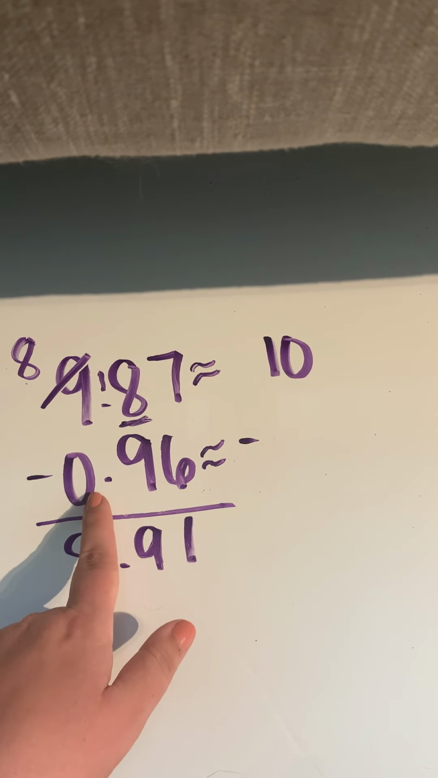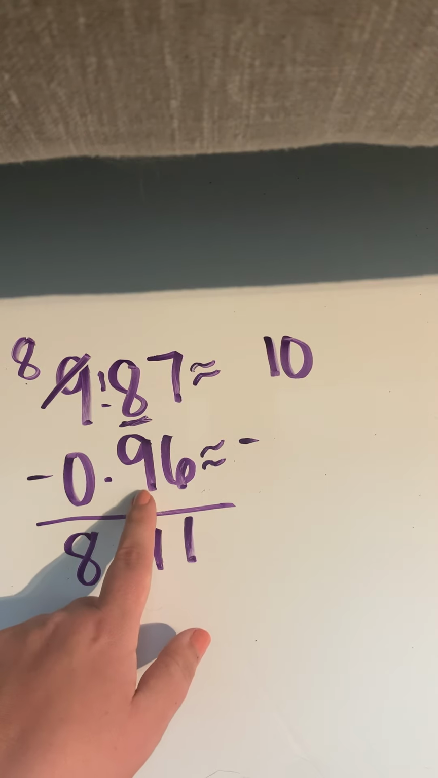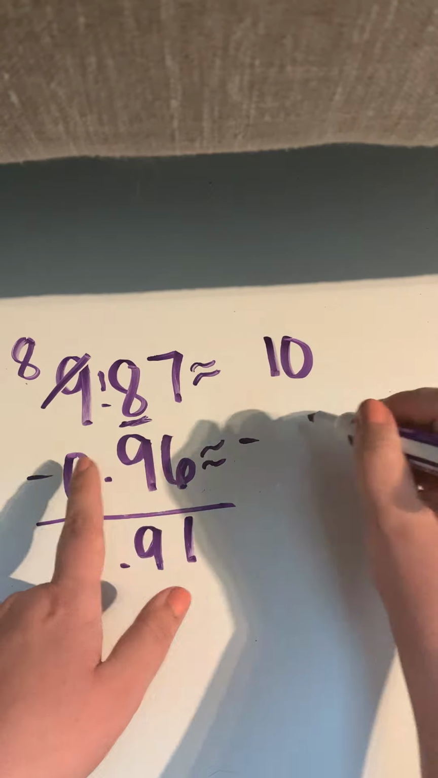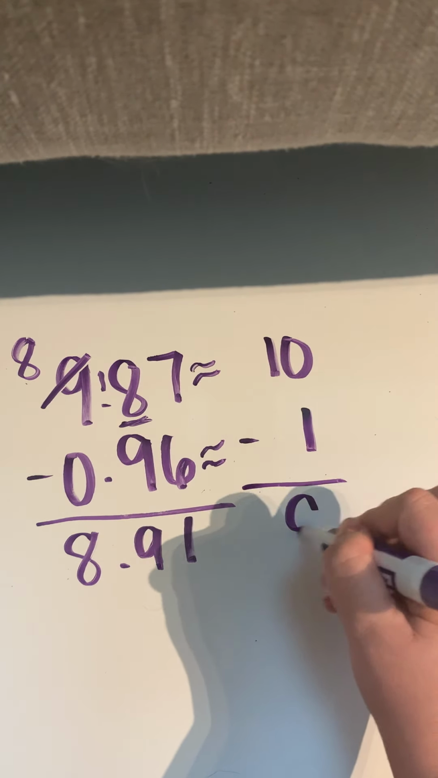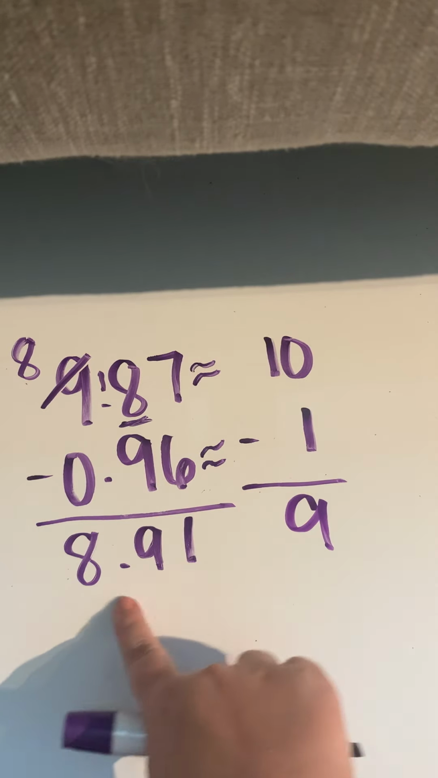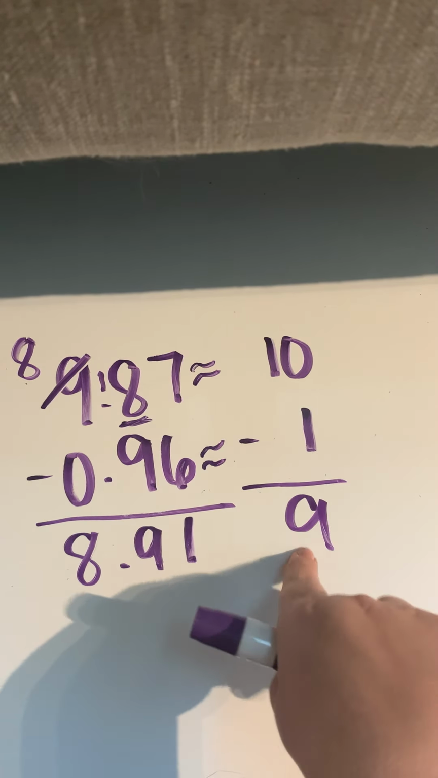Do I have anything in my ones place? No, not yet, but is my 9 5 or more? Yeah, it is. So then I'm gonna have a 1 in my ones place. Okay, so 10 minus 1 is 9. And if I were to round this to the nearest whole, the nearest 1, 9 would be my answer. So yes, this is a reasonable answer.